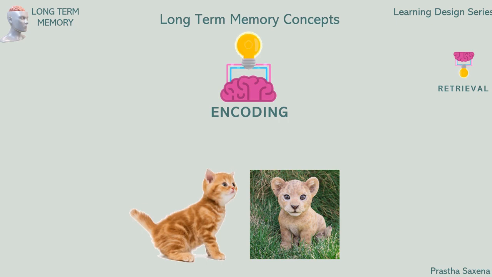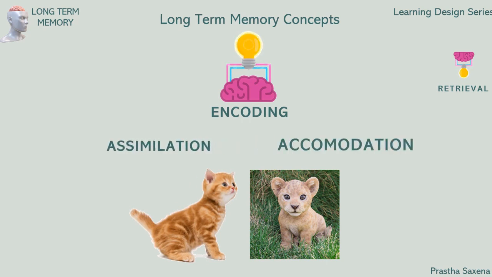When the child called the cub a cat, you would explain to them that this is not a cat, but it's a lion's baby and it's called a cub. The child then, through the process called accommodation, develops a new concept. Just like a cat's baby is a kitten, a lion's baby is a cub. And from then on, they can distinguish between the two.